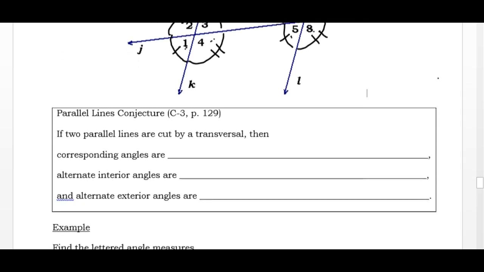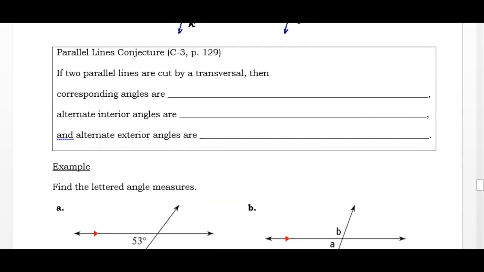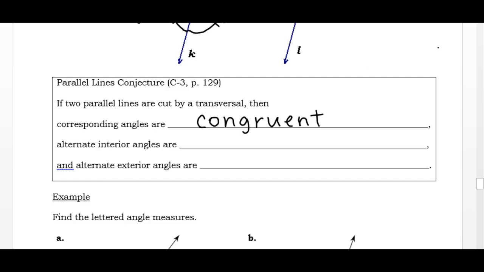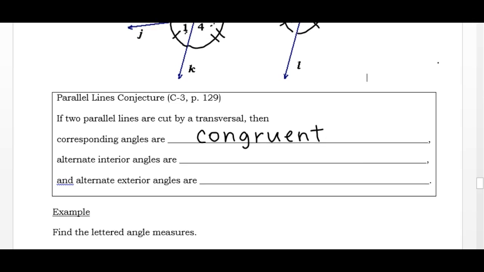If 2 parallel lines are cut by another line, we call that other line a transversal, then the corresponding angles are congruent. That's like 1 and 5 on the picture. The alternate interior angles are congruent. That's like 3 and 5 on the picture. And the alternate exterior angles are congruent. And that's like 1 and 7 on the picture.